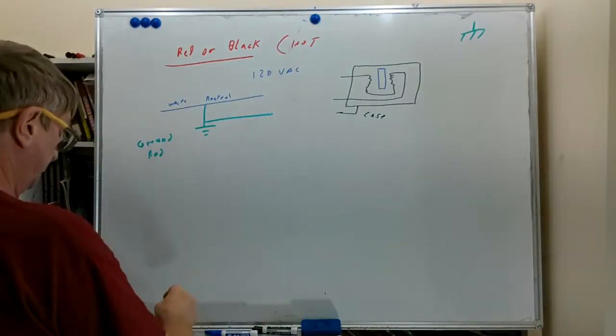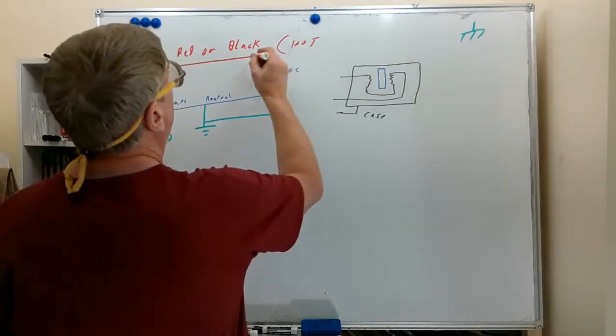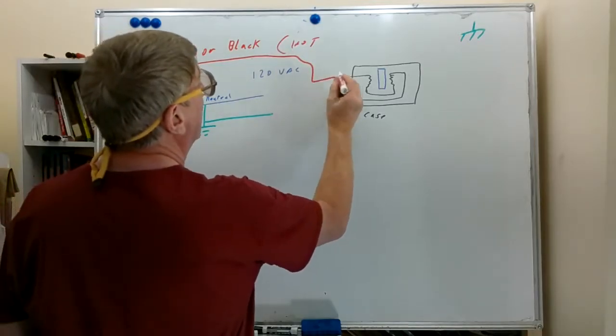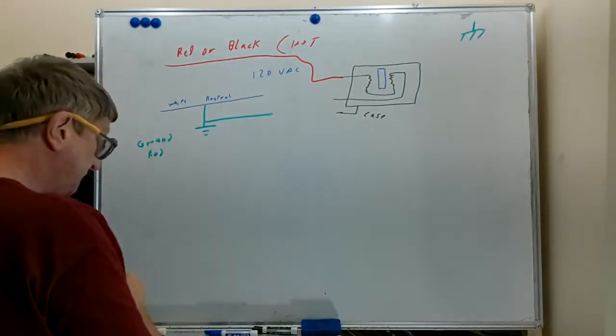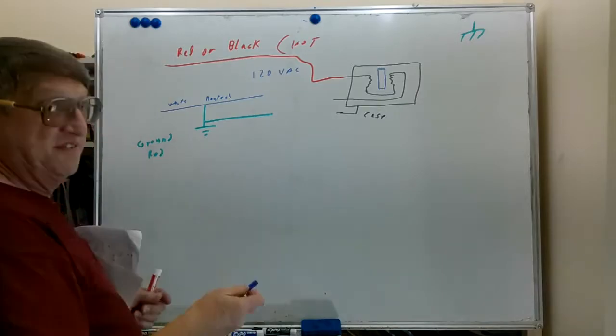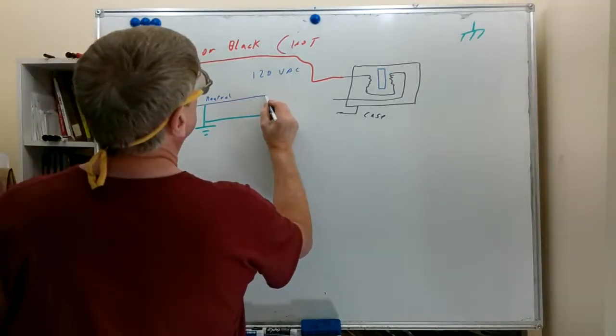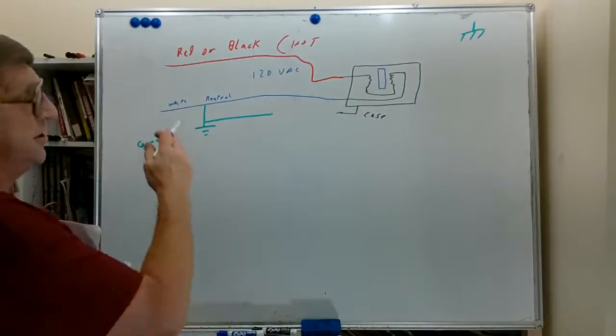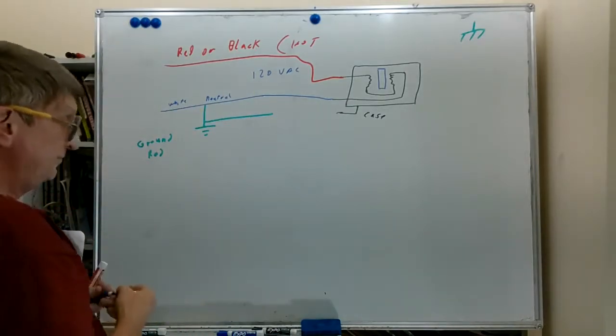So our hot wire is going to connect to one side of the toaster, one side of the element, and our neutral will connect to the other side of the element.